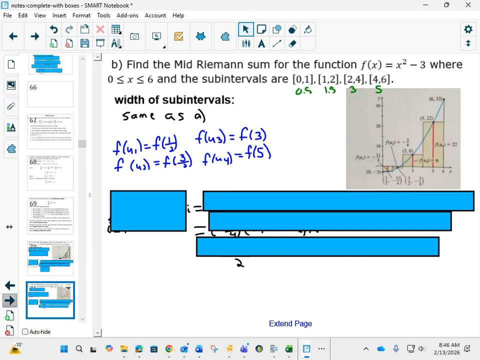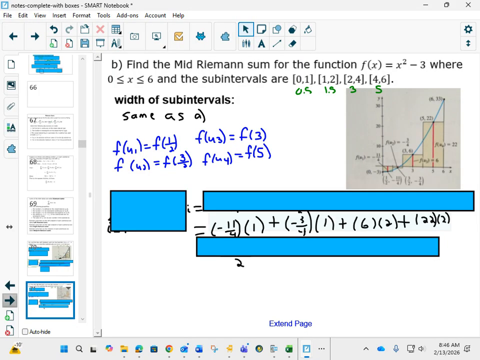We can find, again, I don't know if you need to write this. I think if you were doing this question, you'd probably go right to here. Okay? These values here, the 1, the 2, and the 2, those are the widths. And the -11/4, the -3/4, the 6, and the 22, that's what you get when you plug your midpoint into the function to find the heights.